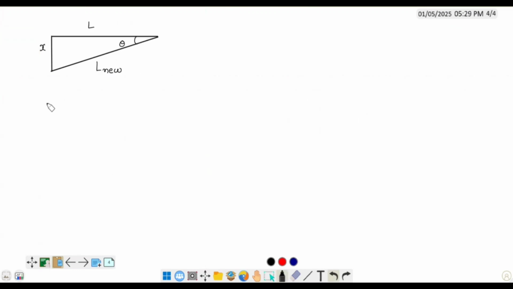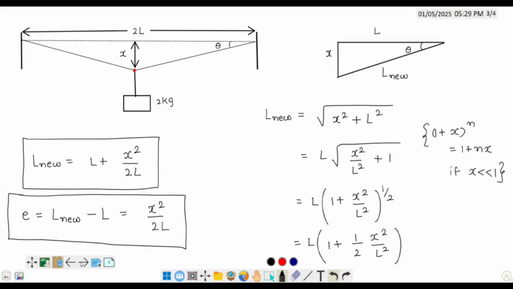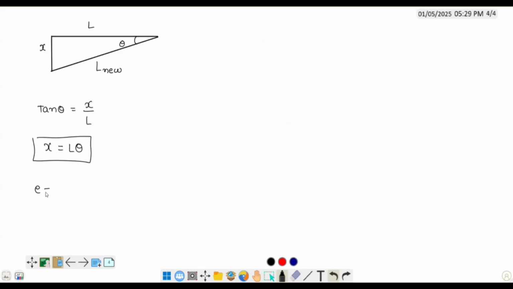We can write tan theta equals x by L. So we can write x equals L theta, since theta is very small. And we also got from the previous expression, elongation is equal to x square by 2L. So in place of x, if I write it, I'll get L square theta square divided by 2L. So the elongation value is L theta square by 2. So this is the value of elongation.